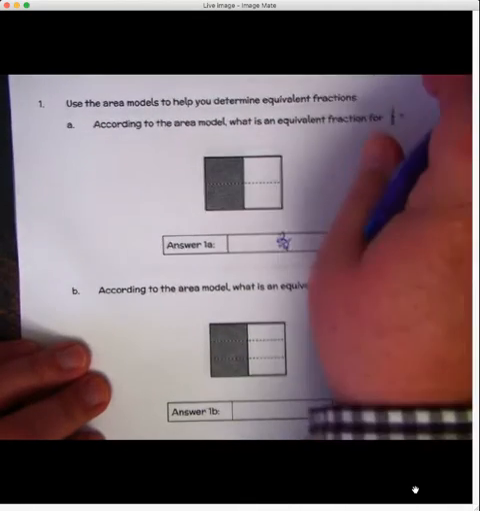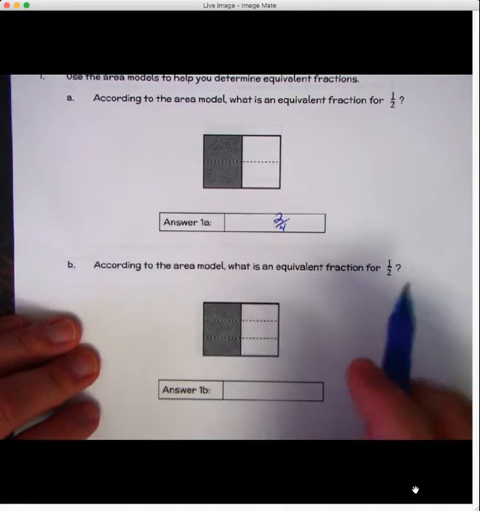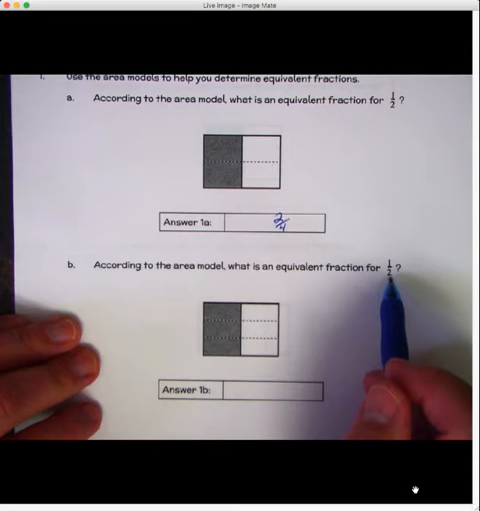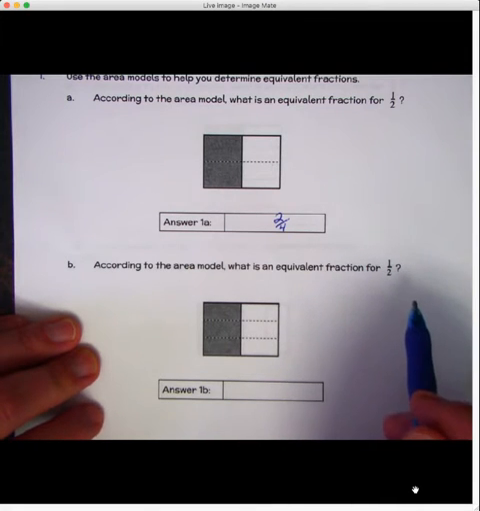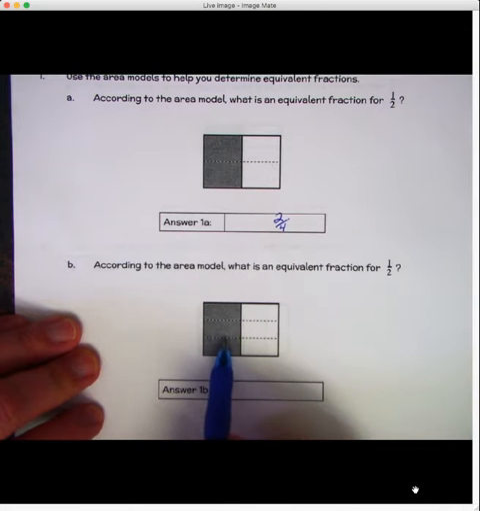Okay, this one's done for us again. We're looking for another equivalent fraction for 1/2. So fractions can have more than one other fraction that's equal to them? Sure they can. So this time we've taken that 1/2, that same amount that's shaded of that rectangle.